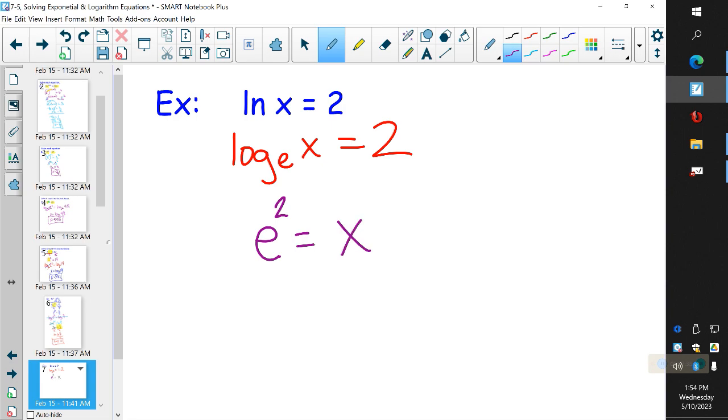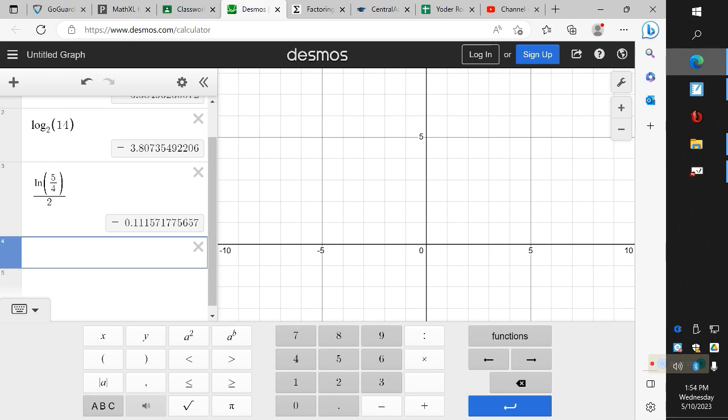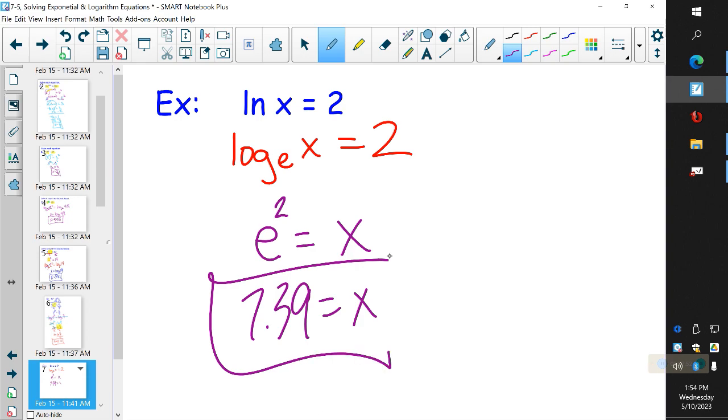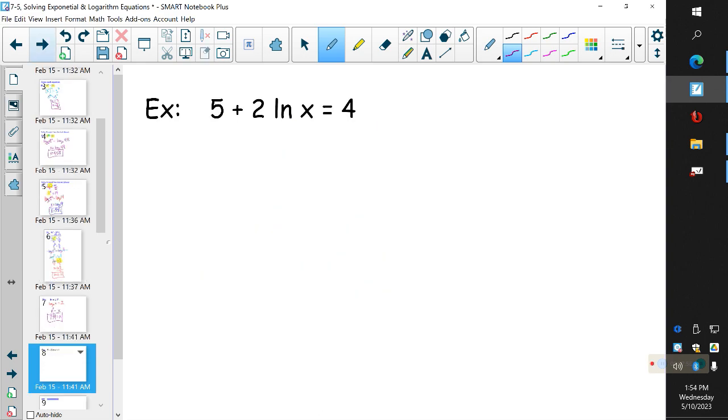I can calculate that by coming over to Desmos and simply typing e raised to the 2nd power and hit enter, round 2 decimal places, and that is going to be 7.39 is equal to x. Okay? Same thing. So what are we going to do here?